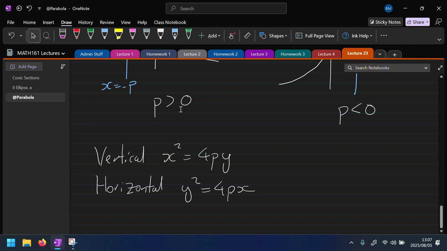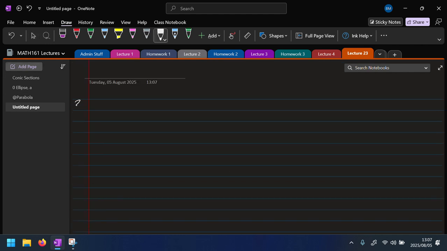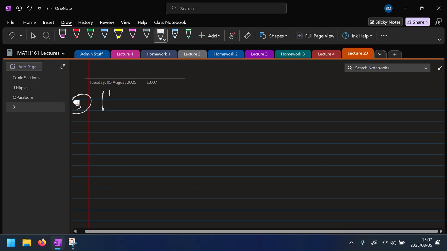Okay, last one, the hyperbola. So I'll just give you the definition like we started with for the other two. All of the in-between algebra is left to you. But it's the same as what we did previously. So lastly, number 3, the hyperbola.